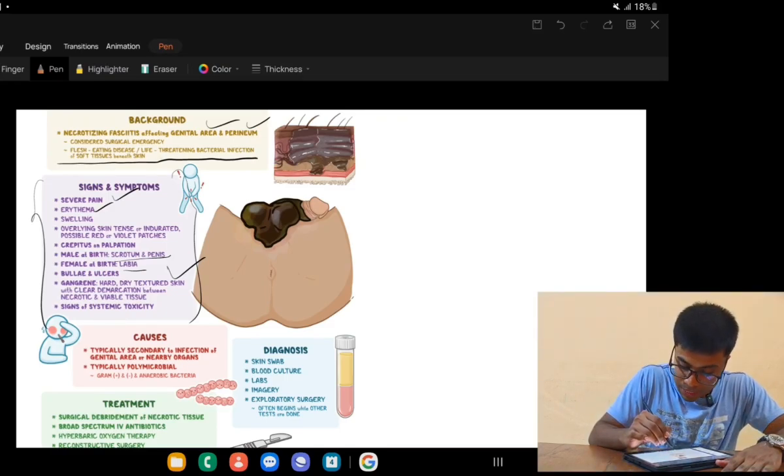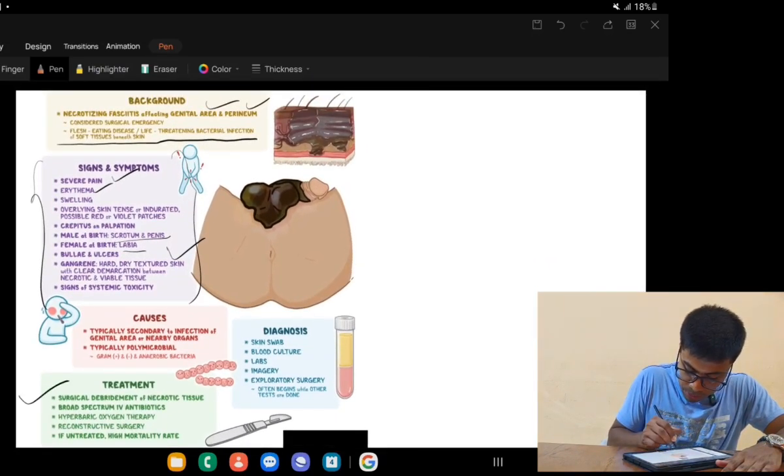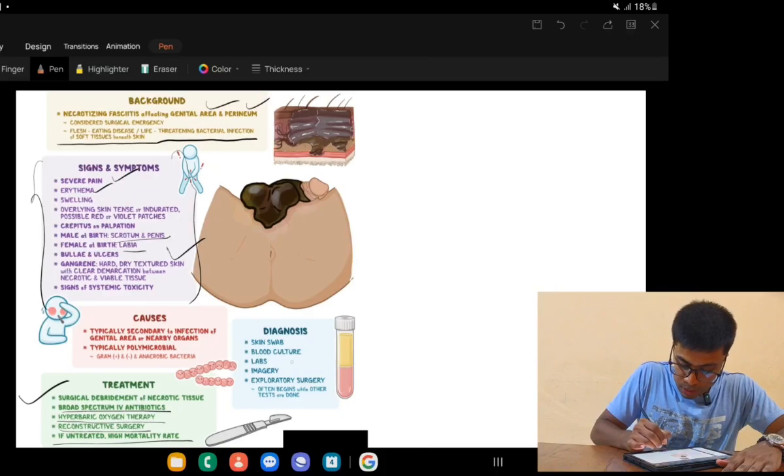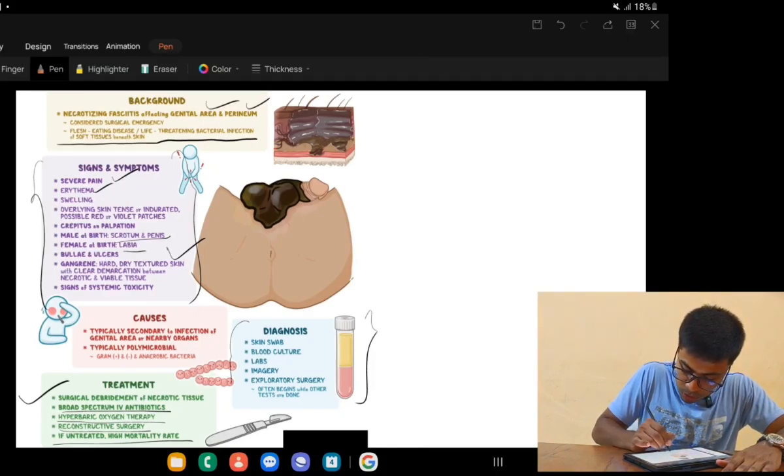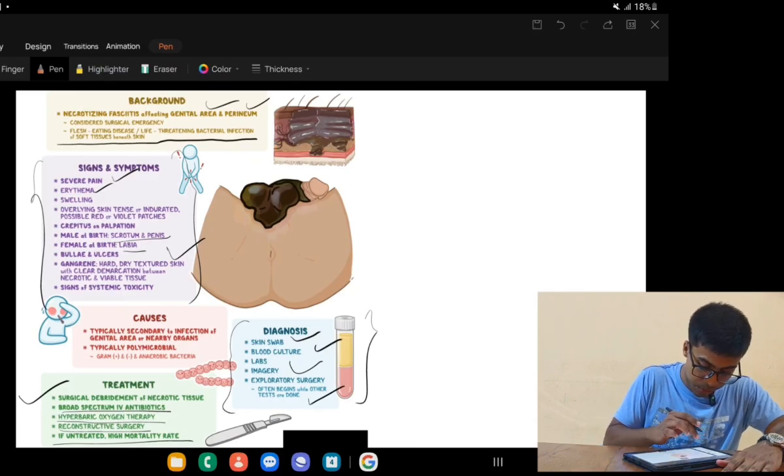We need to treat it as early as possible. Treatment, again: surgical debridement of necrotic tissue, broad spectrum IV antibiotics, hyperbaric oxygen, reconstructive surgery. If untreated, high mortality rate. Diagnosis is like this: blood culture we have to send, skin swabs, imagery, exploratory surgery can be done.